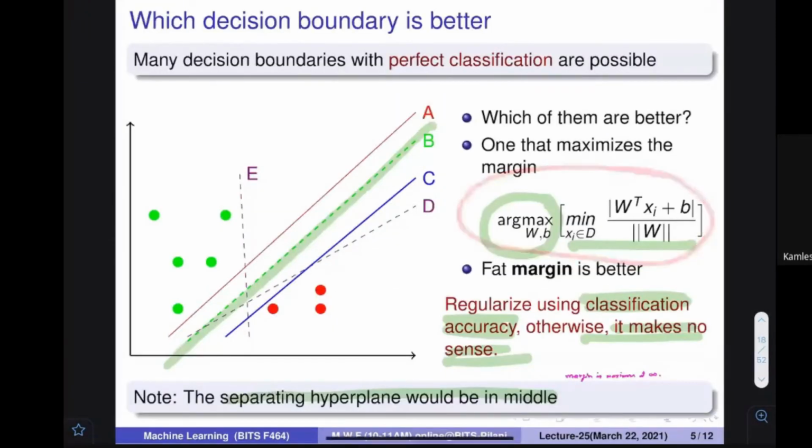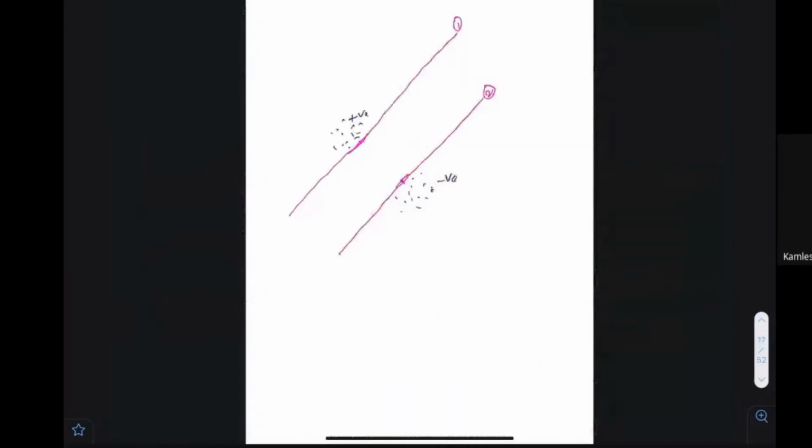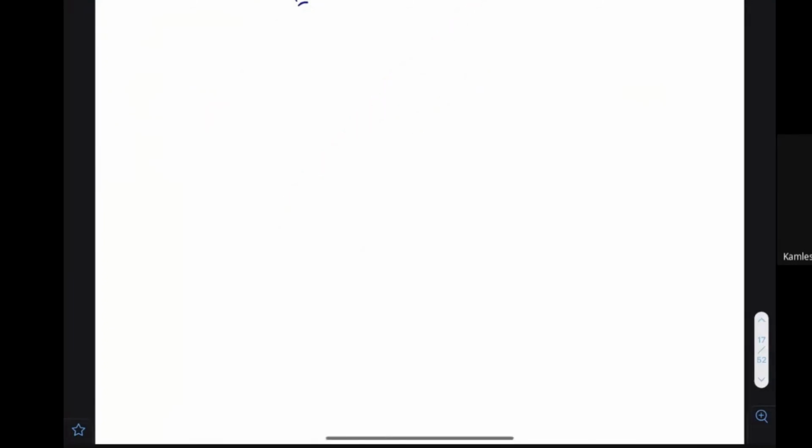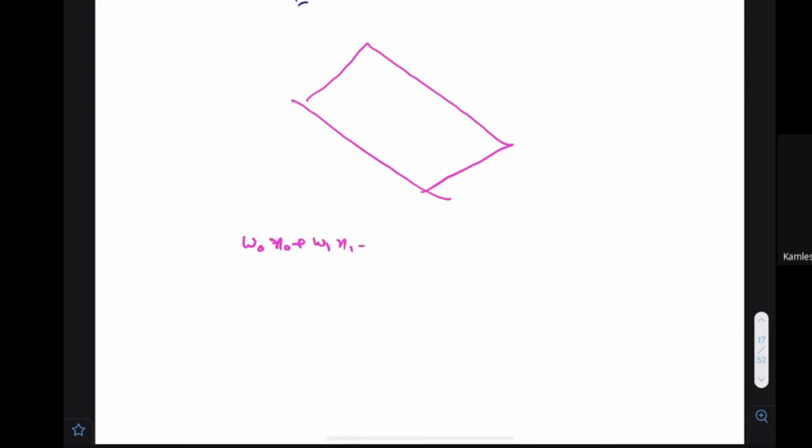Let us see this particular point once again. I want to tell you a very important thing. A few lectures back, in the initial few lectures, we talked about this: if you have a hyperplane, it would be represented by W0 x0 plus W1 x1 plus W2 x2 plus dot dot dot Wn xn is equal to 0. Say yes. This hyperplane would be represented by this.